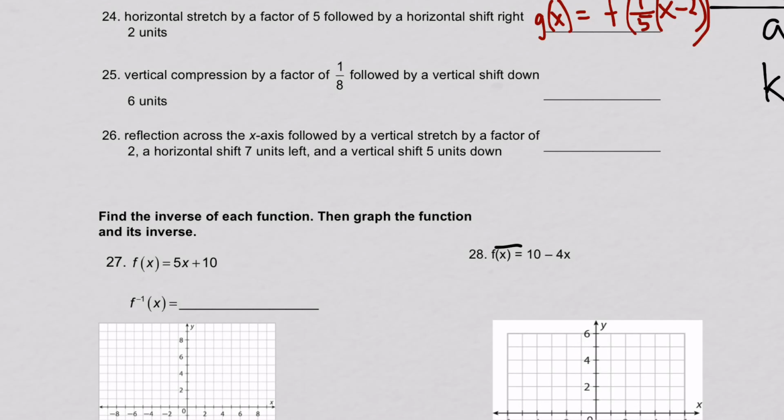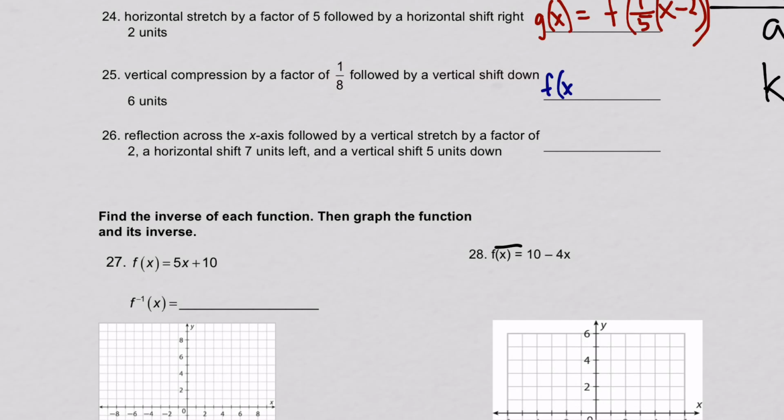All right. Now that you saw those two, hopefully you can get it a little better. We can move a little faster. 25, a vertical compression, that is a, not b, because it's vertical, not horizontal. Vertical compression by a factor of 1/8, followed by a vertical shift down 6 units. Vertical shift, that's k. And since it's going down, that means negative. So minus 6 is k, negative 6. And a is 1/8. So it would look like this.